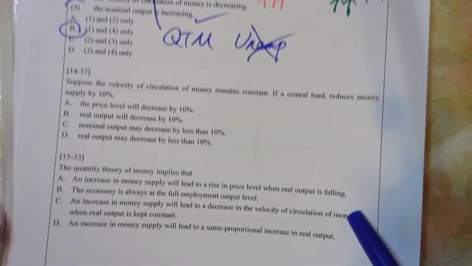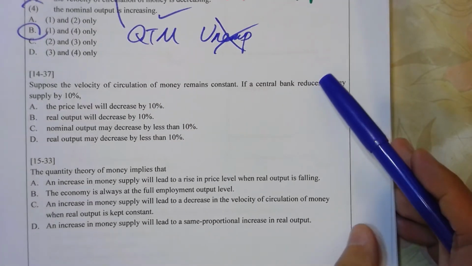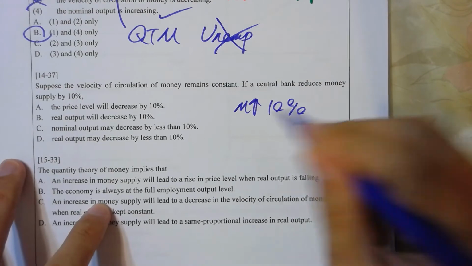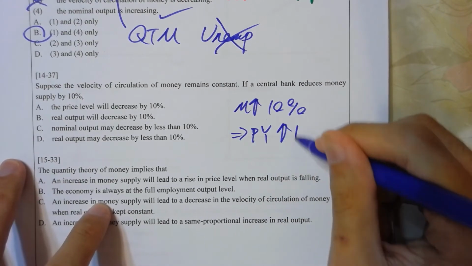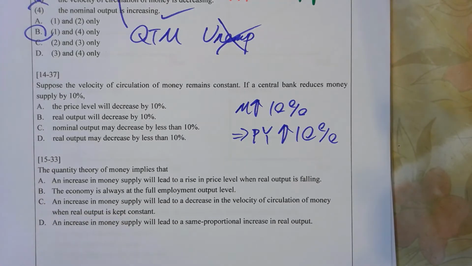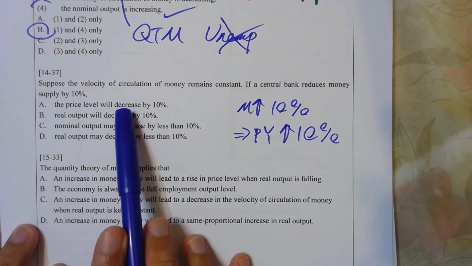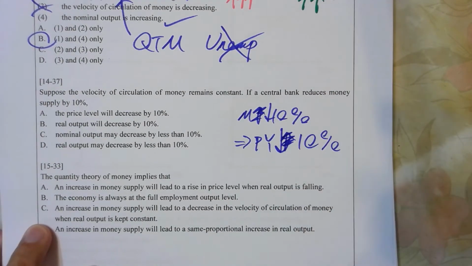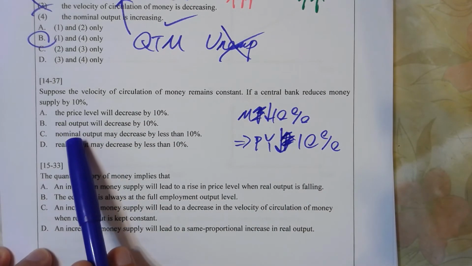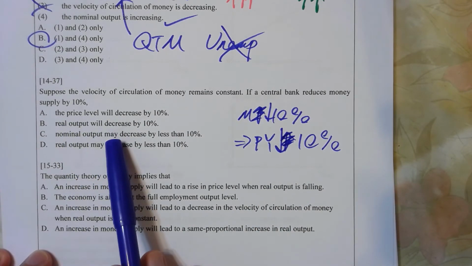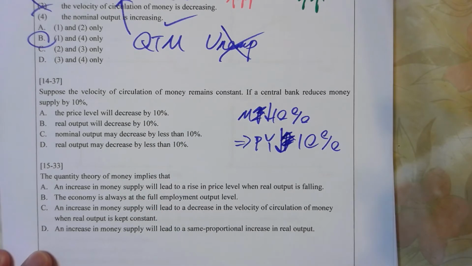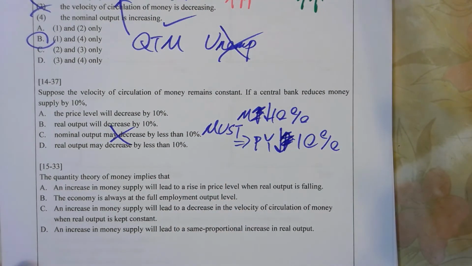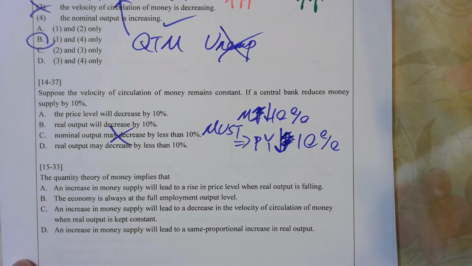Suppose the velocity remains constant. It says clearly that velocity remains constant, right? Now here, therefore, if M decreases by 10%, what happens? We know PY should decrease by 10% too. Now, let's see. Price level, decrease. Right? Now, let's look at C first. Nominal output, PY, may decrease by less than 10%. No, it must be 10%. Okay? Must be 10%. So, it's not correct.